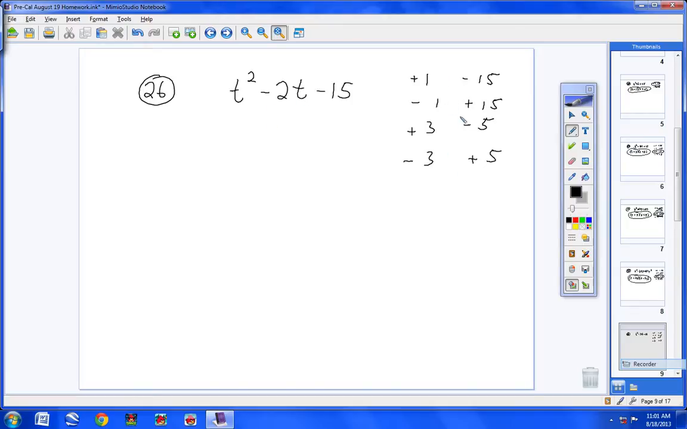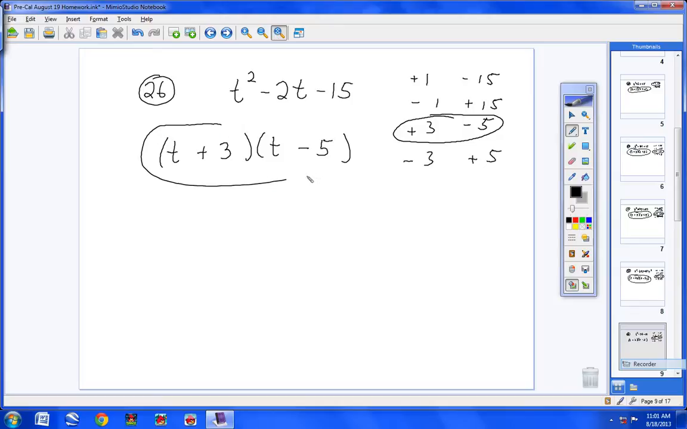One of these has to add up to negative 2, and it's this one right here. All right, so I come over here, put my 2 parentheses. Because I have a t squared right here for my first term, I'm going to put a t and a t. And then because I have a negative 15 for my last term, I'm going to put a positive 3 and a negative 5. And I got those from this group over here that I circled. Okay? All right, moving on.